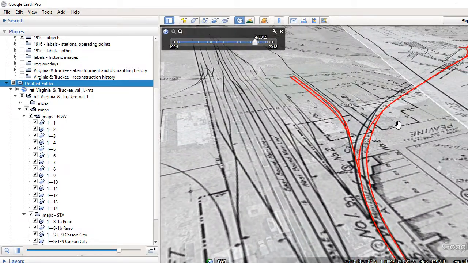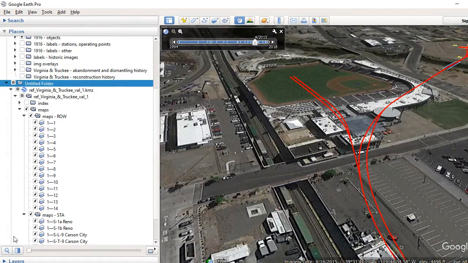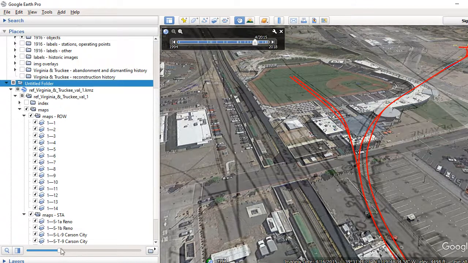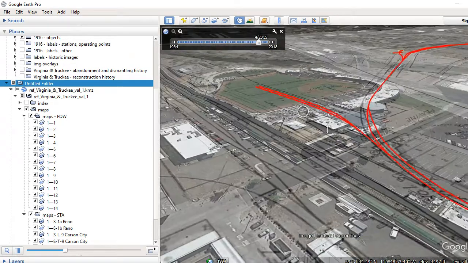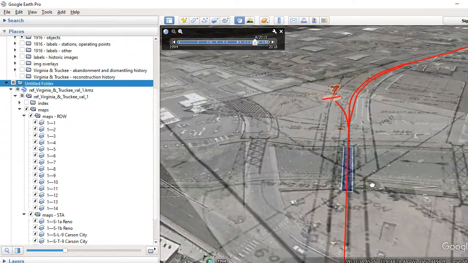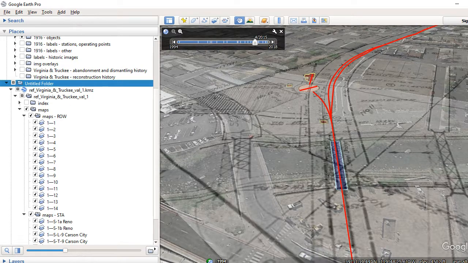And you can see a few interesting things. There was significant V&T infrastructure in the downtown area north of the river, and you can see the relationship between the now, which is April 2015 in this case. There's a ballpark and a bunch of other stuff, and in 1916 the situation was really quite different. The Truckee River bridges.